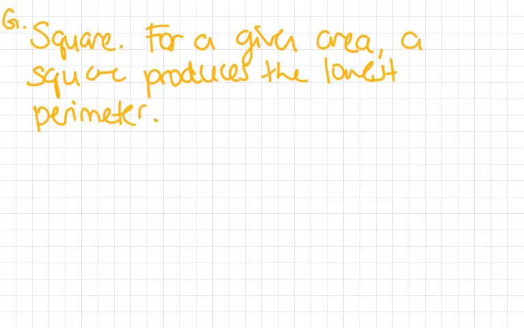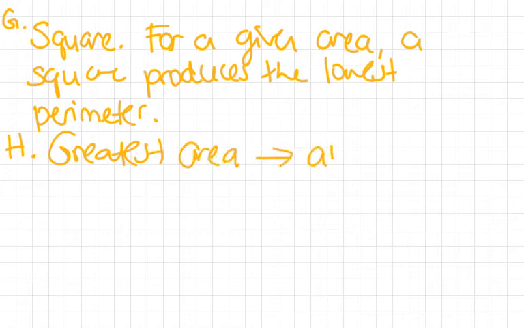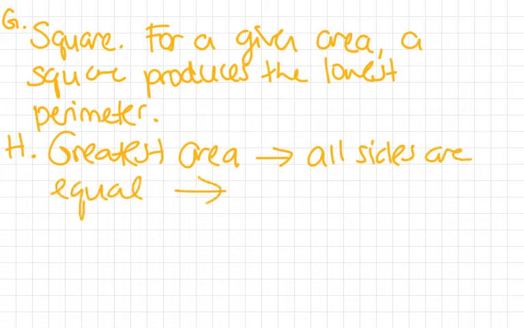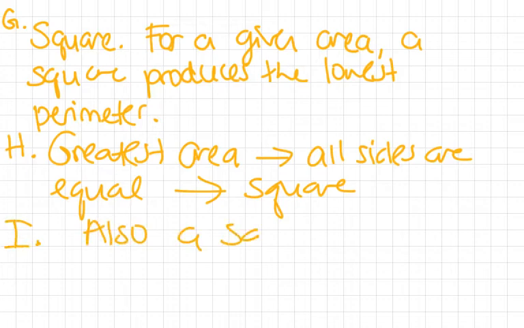All right, letter H says, what was special about the rectangle with the greatest area for a given perimeter? So now when we're talking about greatest area, what was special about that rectangle? Well, the sides are equal. So it was a square again, right? All sides are equal. It was a square. And what was special about the rectangle with the least perimeter for a given area? It was also a square. I'm seeing a pattern.